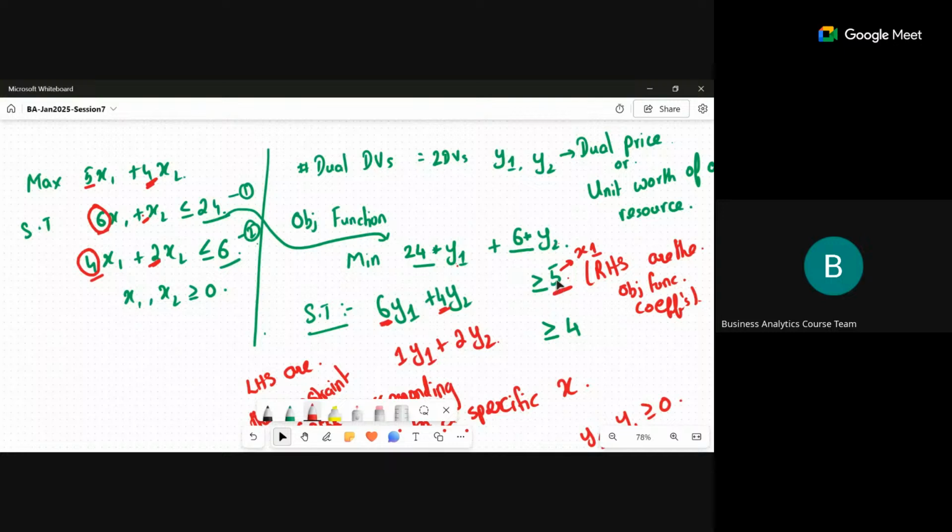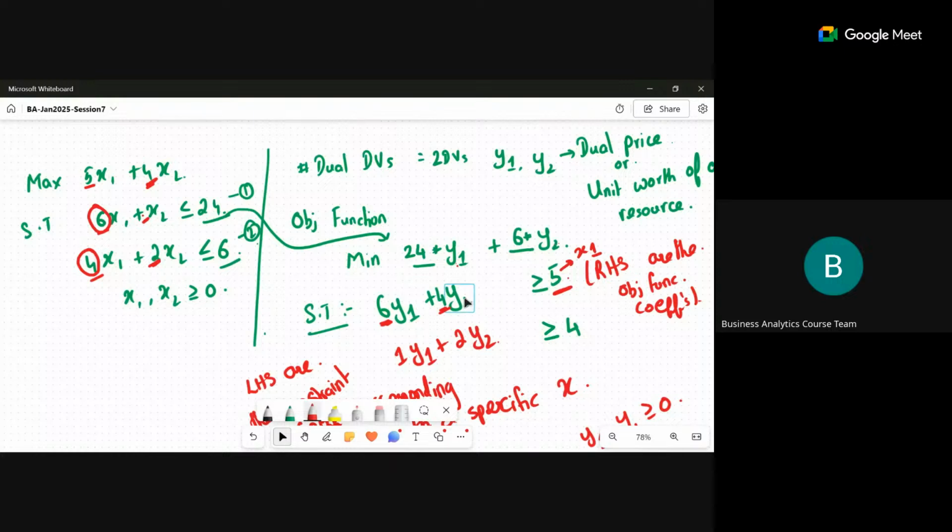But for making that product, I need to spend 6 times y1 for getting it. So is it really worth for me? Is the question. That is why 6 into y1 plus 4 into y2. To make 1 unit of x1, I need 6 units of R1, 4 units of R2. y1 is the unit worth of R1. y2 is the unit worth of R2. So to get a profit of, let's say, 5 rupees, how much am I willing to spend for R1? 6 times that is its worth for me.